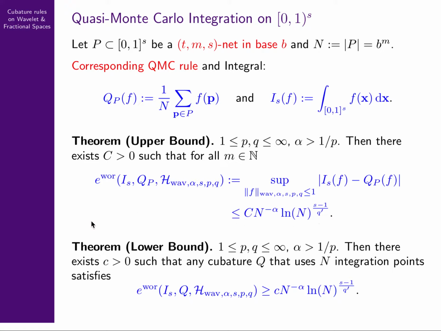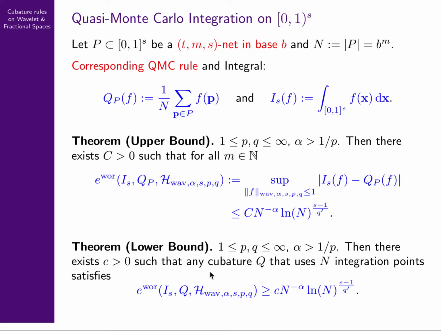We were also able to prove a lower bound for the same set of parameters. There exists a constant small c such that for any cubature Q that uses capital N integration points, the worst case error of approximating the integral with the help of this cubature over the Haar wavelet space is bounded from below by c times N to the power minus alpha times the logarithm of capital N to the power s minus 1 divided by q prime. You see, these two bounds are actually matching. This means TMS nets achieve the best possible rate of convergence over our Haar wavelet spaces.